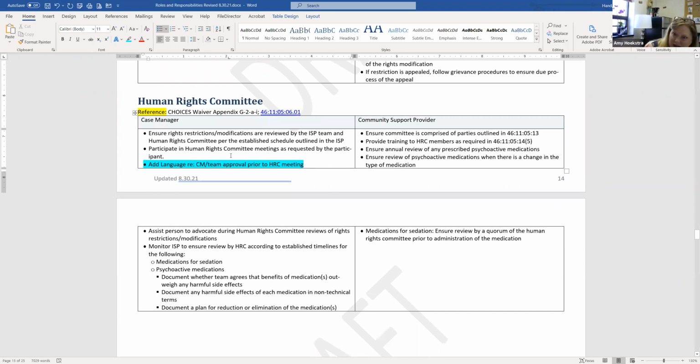There is a comment in the chat box from Naomi that on the CSP side, their internal support coordinators send out the emails to the case managers to let them know when HRC is meeting, so they can touch base with their participants and request time to meet with the HRC if they want to come and help advocate with them.